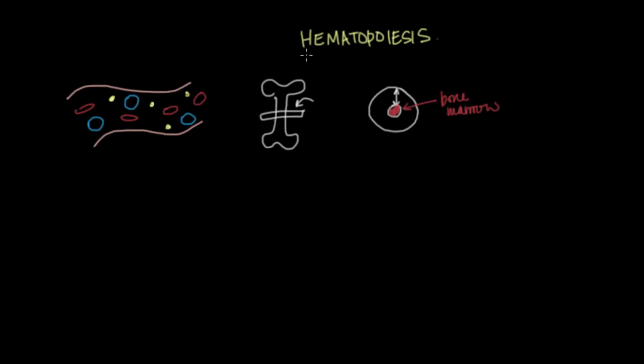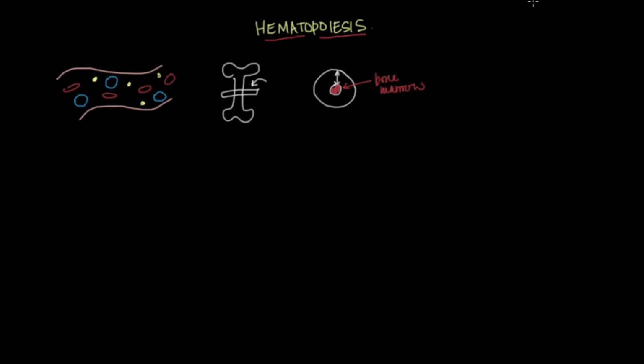So it's the site of hematopoiesis. So hemato means blood, and poiesis means to form or to make. So hematopoiesis is just the scary Greek word that means to make blood. So let's take a look at what goes on inside the bone marrow.